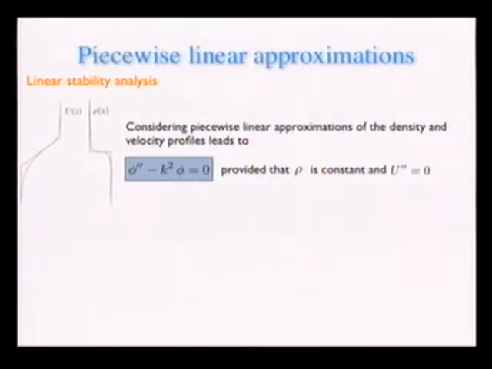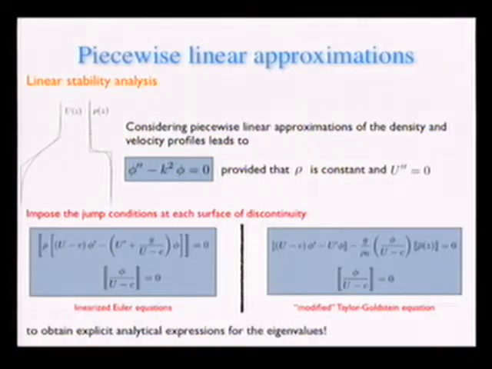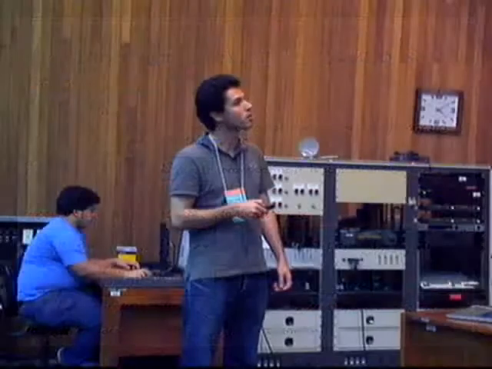For example, the u could be approximated by constant, linear, constant, and let's say that the density has a very sharp transition, so constant, constant, okay? Well, if we do that, you'll see that those governing equations simplify to this very, very simple equation. So in the regions where rho is constant and u double prime is equal to 0, you just have to solve this. And if you want to find the dispersion relation, just impose jump conditions at each surface of discontinuity.